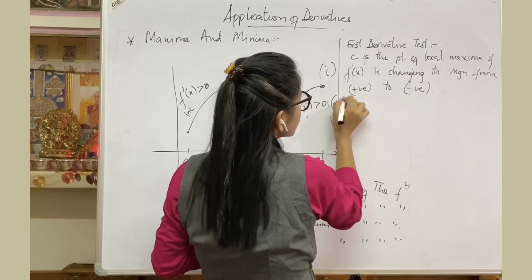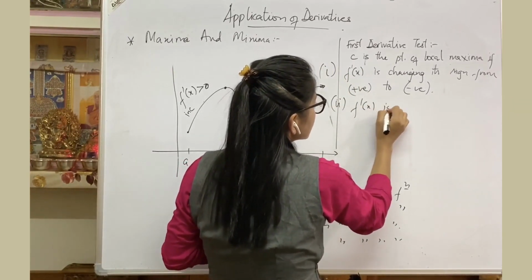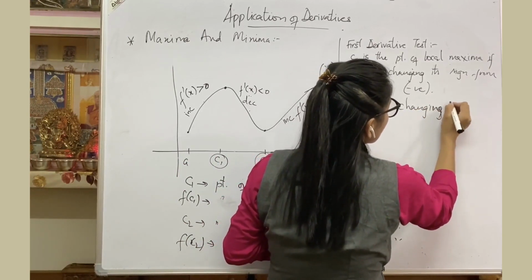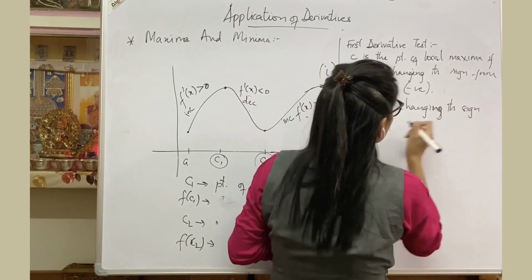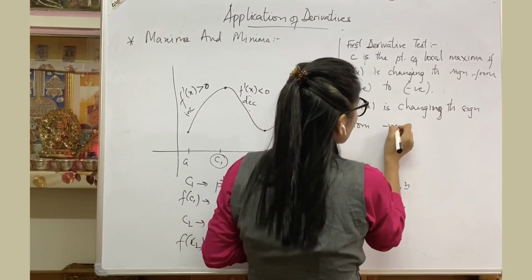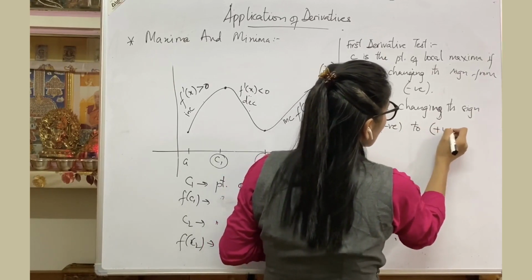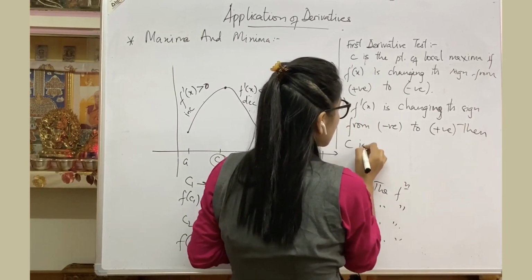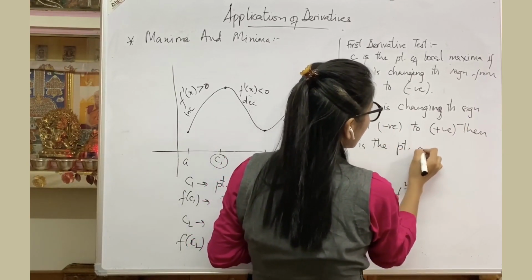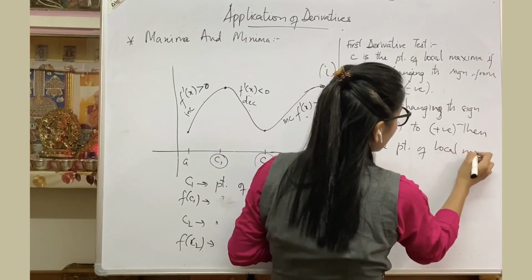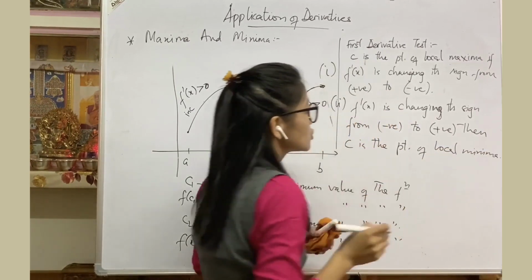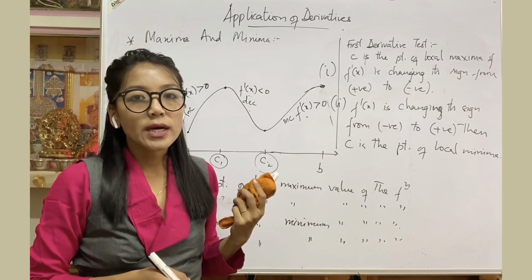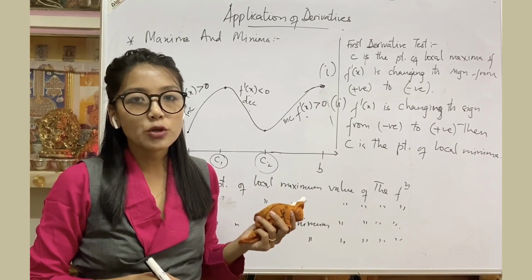And number 2, if f dash x is changing its sign from negative to positive, then C is the point of local minima. So this is the first derivative test. So using the first order derivative, this is how we are going to find the point of local maxima and point of local minima.